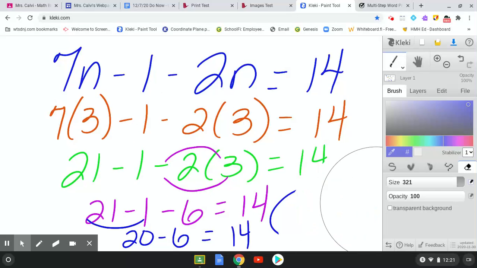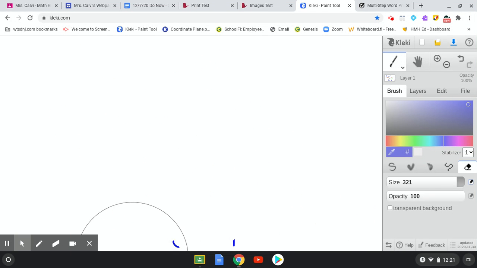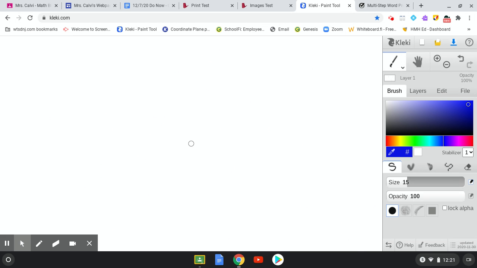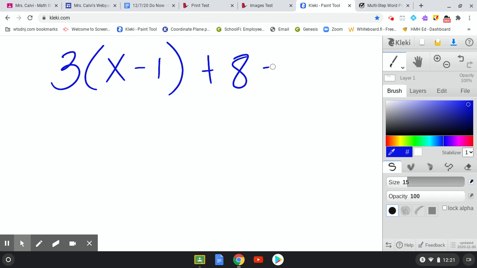Okay, so let's try another one here. If I have 3 times x minus 1, close parentheses, plus 8 is equal to 14, multi-step. Here, I need to make sure that I am distributing that 3 inside of my parentheses. So this 3 gets distributed inside.